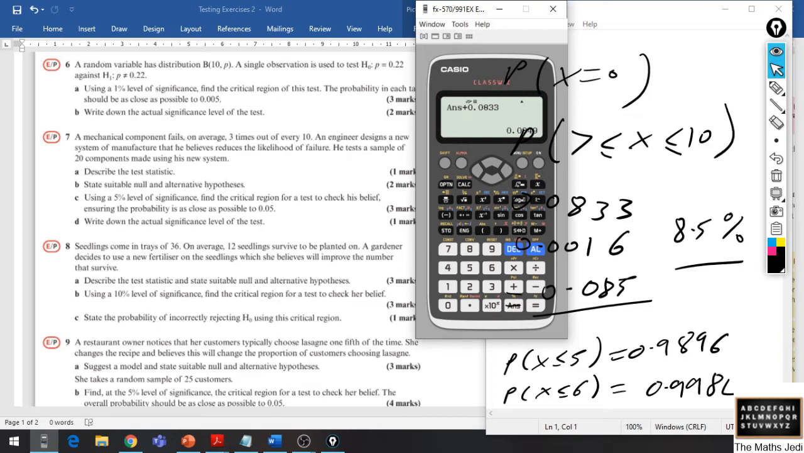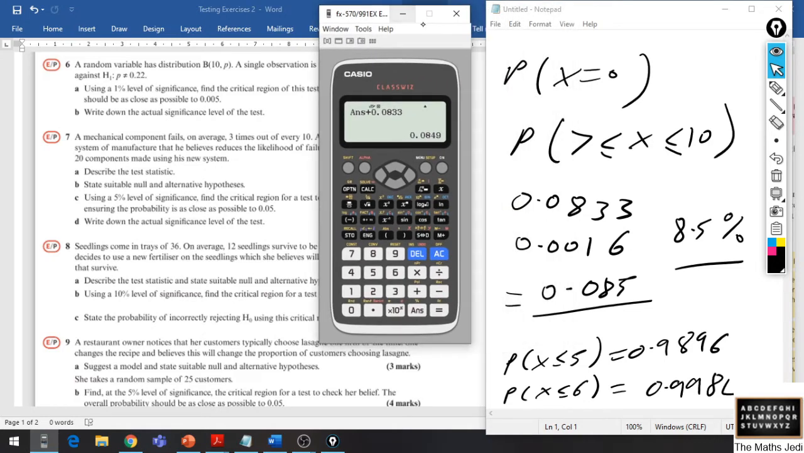We stated a H0, we stated a H1. Notice how it's a two-tailed test here. We were doing a 1% significance level. We halved that. We were looking at probabilities near to or as close to as 0.005 as we could get. And the actual significance level, we added up the two ends probabilities to get that total correct.